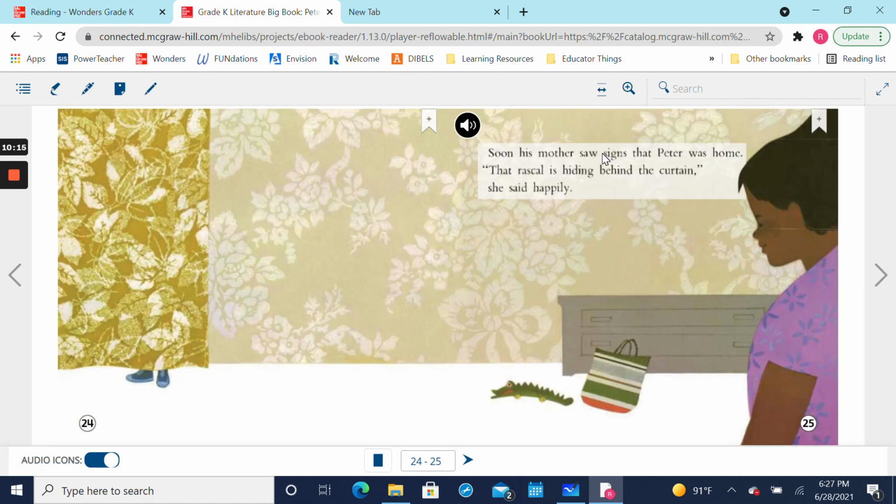Soon his mother saw signs that Peter was home. "That rascal is hiding behind the curtain," she said happily.